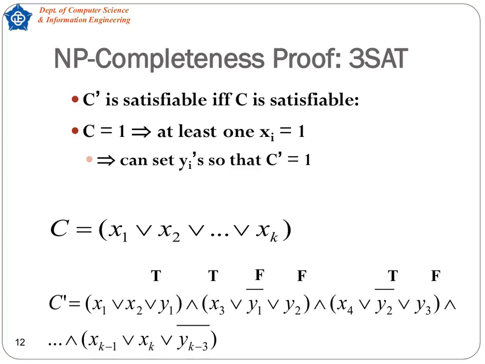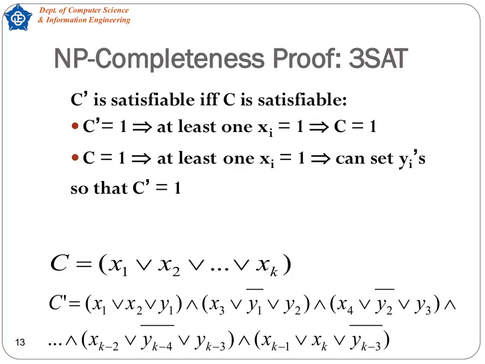We can then set each y to mirror that true literal, passing the truth baton down the chain and making every 3-literal clause in C' freshly true. Conversely, if C' has a satisfying assignment, each of its clauses must be true. So at least 1 original x must be true, which in turn satisfies C. Thus we've shown C is satisfiable if and only if C' is, completing our reduction to 3-SAT.